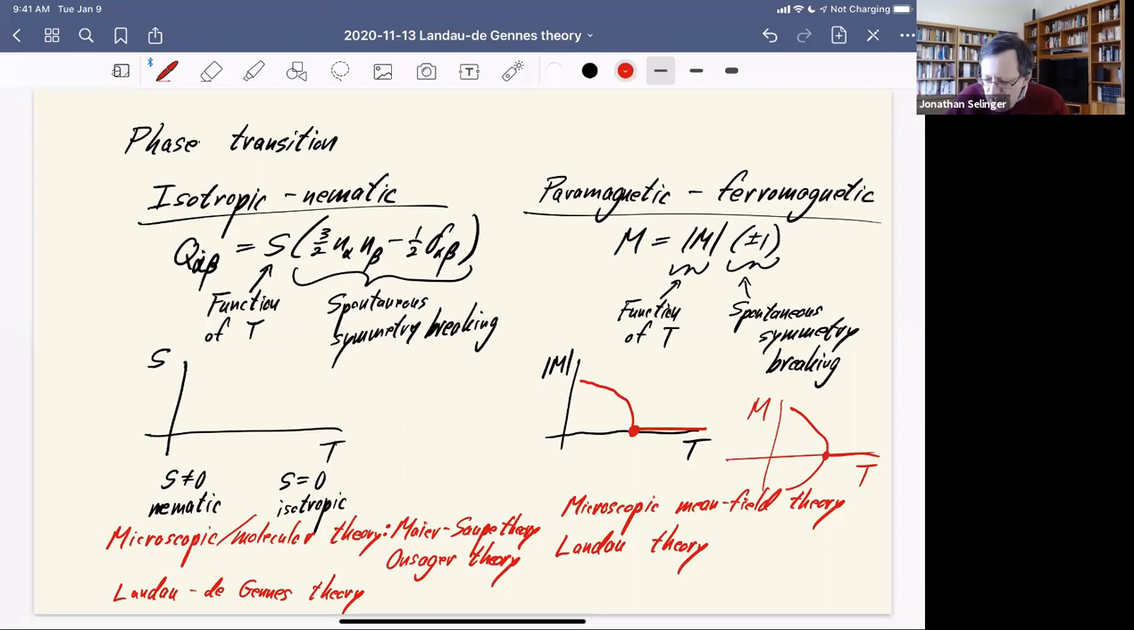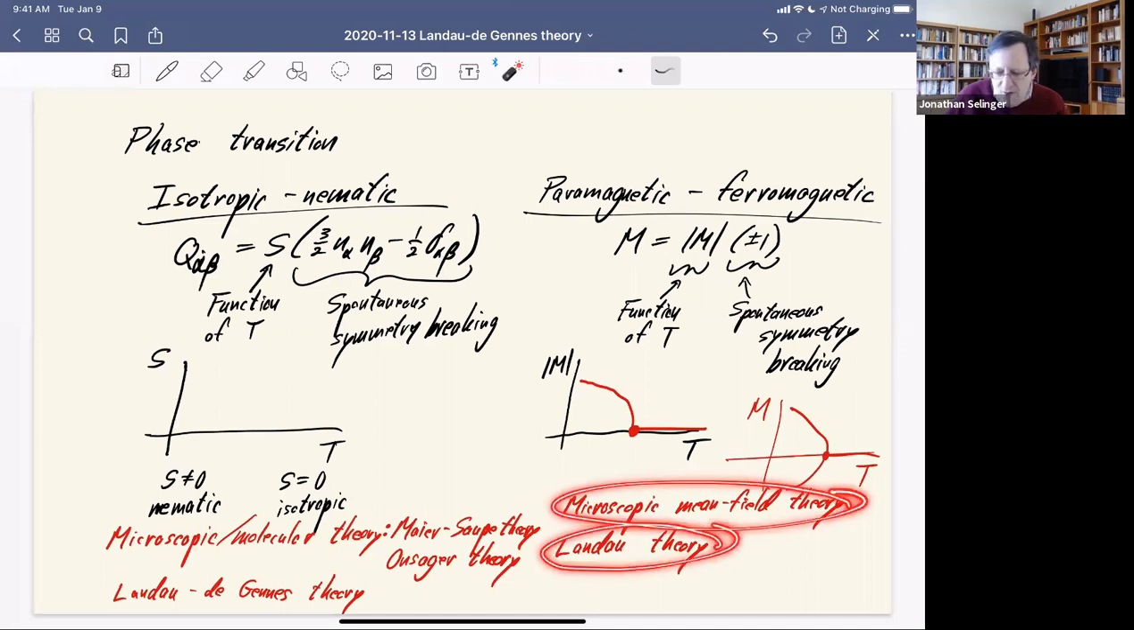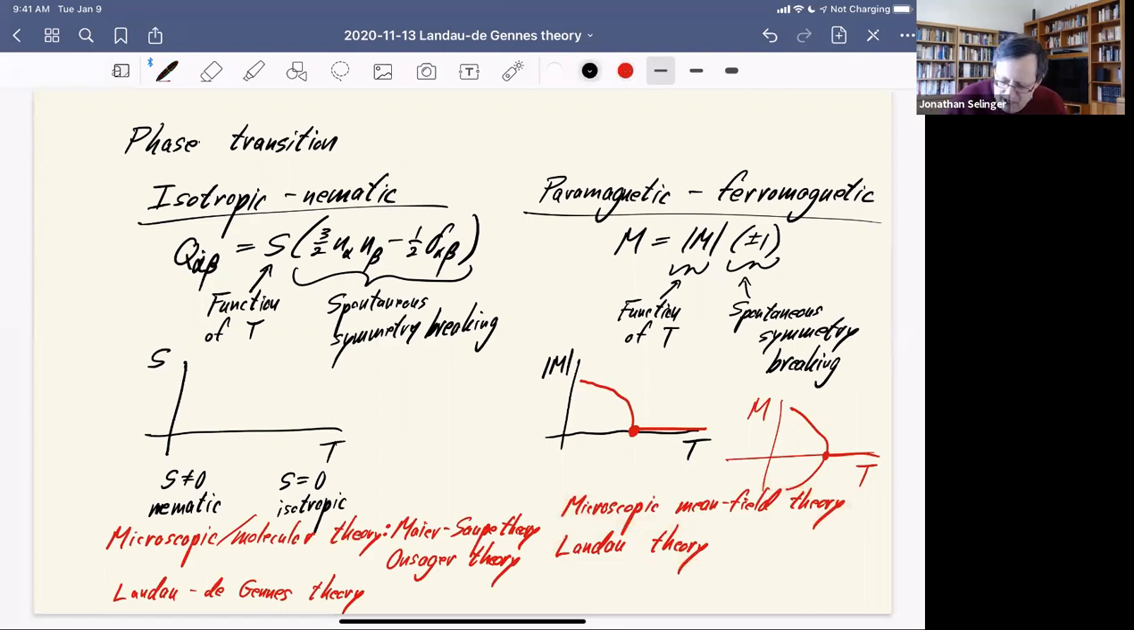And I want to discuss all of the theoretical approaches now. When we were talking about the magnet, I did the microscopic theory first and the Landau theory later. Here, I want to reverse the order. I want to talk about Landau theory first, and then the two versions of microscopic or molecular theory, Maier-Saupe and Onsager.